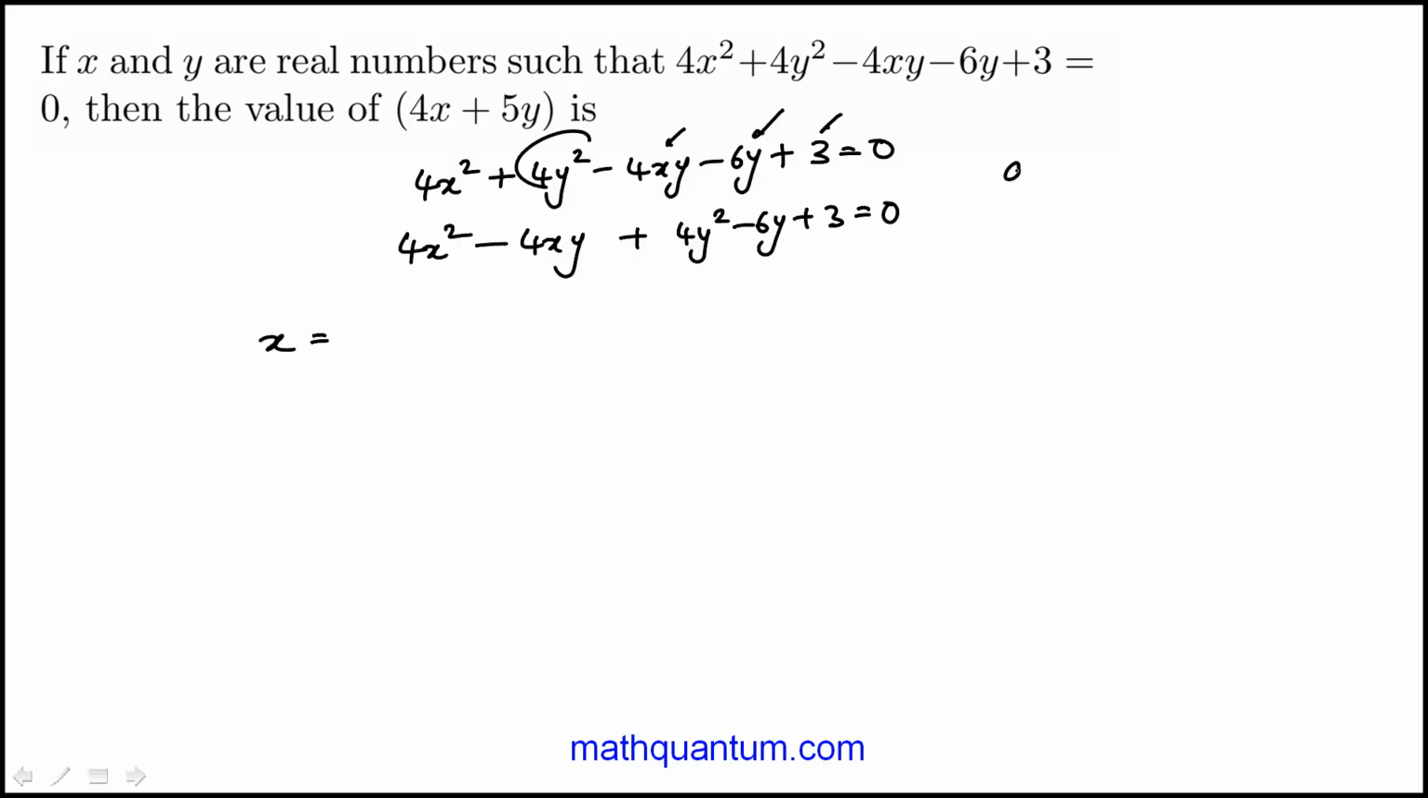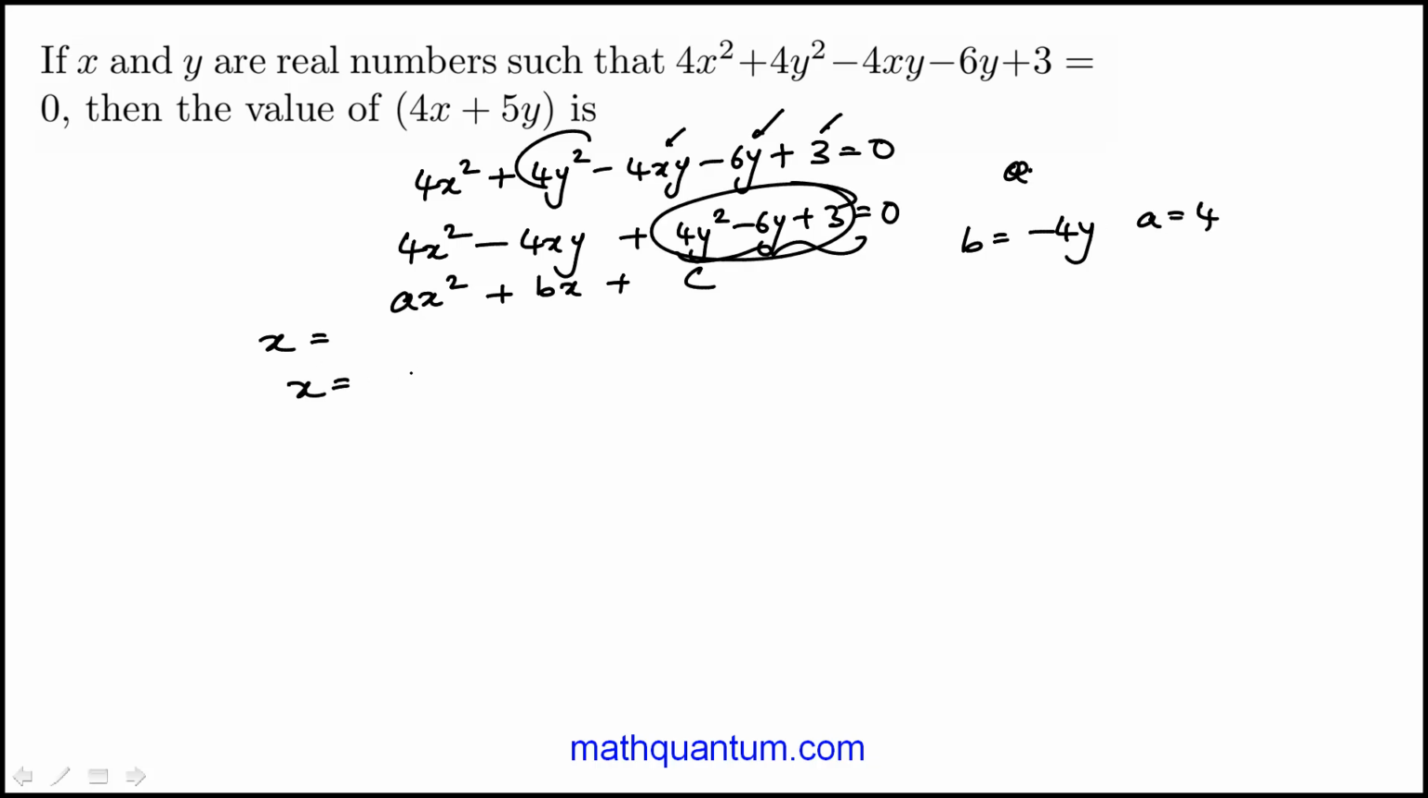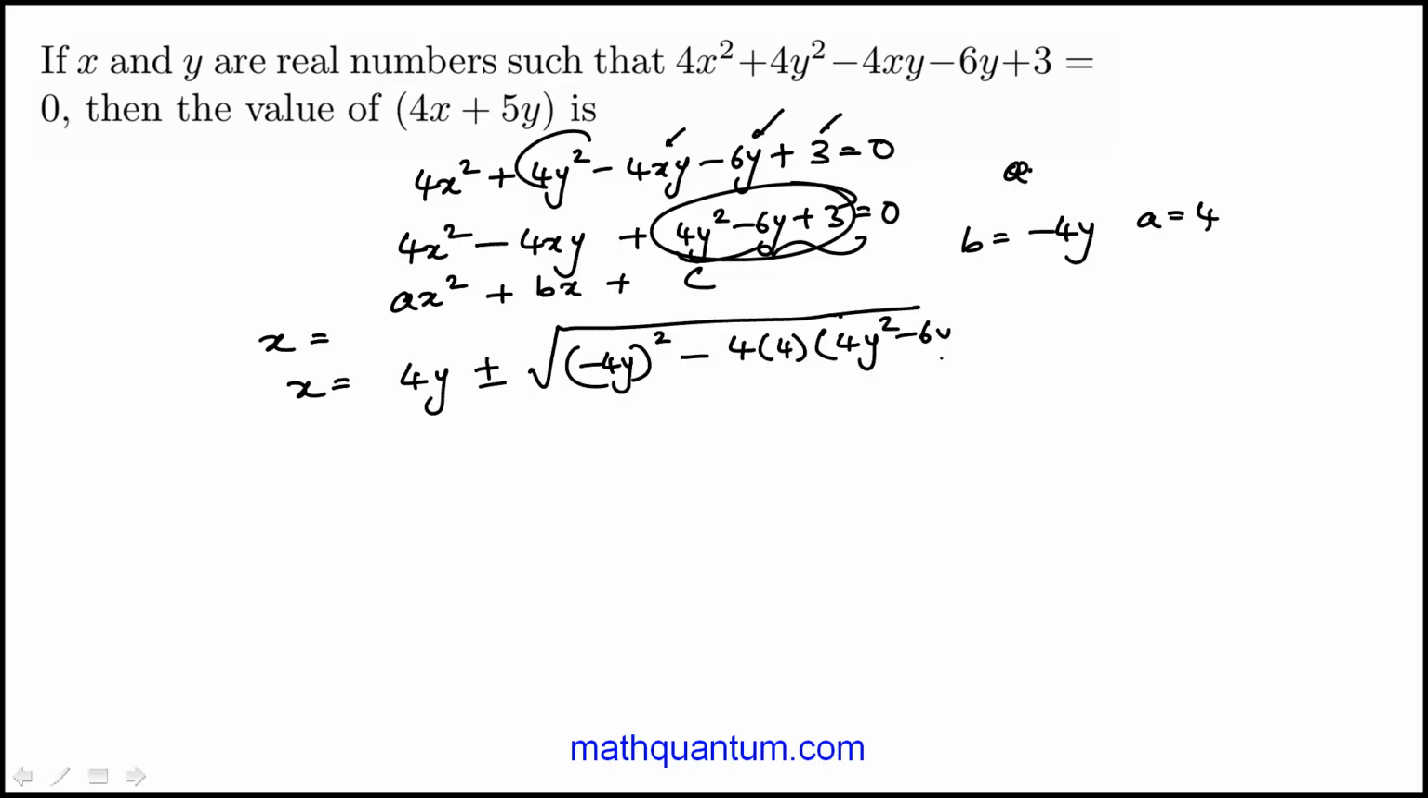So this is, I'm applying ax squared plus bx plus c. So this whole thing is c. b here is minus 4y, a is 4, and then c is this piece. So I'll just apply that straight. So 4y plus or minus square root of minus 4y squared minus 4ac. So 4 times 4, and then c is that part. So obviously this is messier.